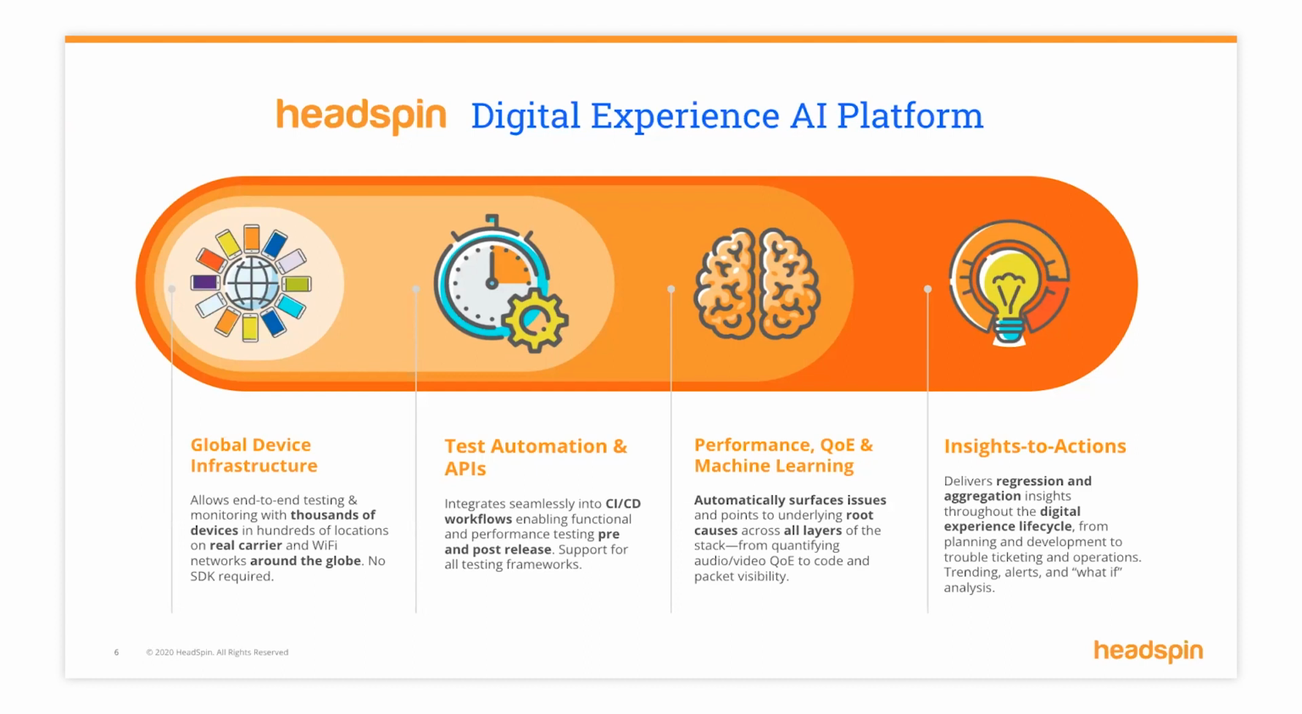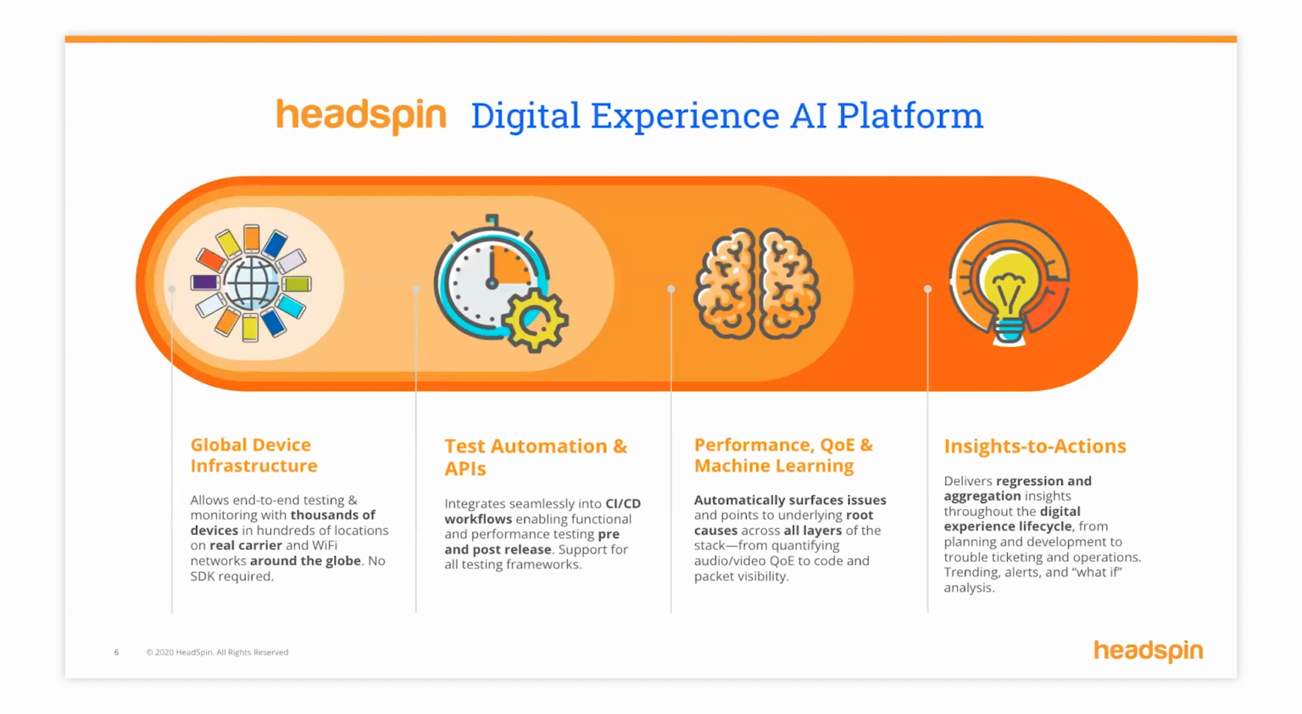The second pillar is where you have test automation and support for essentially all test frameworks. We have native integrations with Appium and Selenium, allowing for seamless integration into your CI/CD workflows and enabling functional and performance testing for both pre as well as post-release. And our open APIs give you the ability to export data and insights to any BI and data visualization platforms, as well as monitoring dashboards. So from the perspective of integrating with test frameworks, you can consider us agnostic. We've done this across over 65 different frameworks to date.